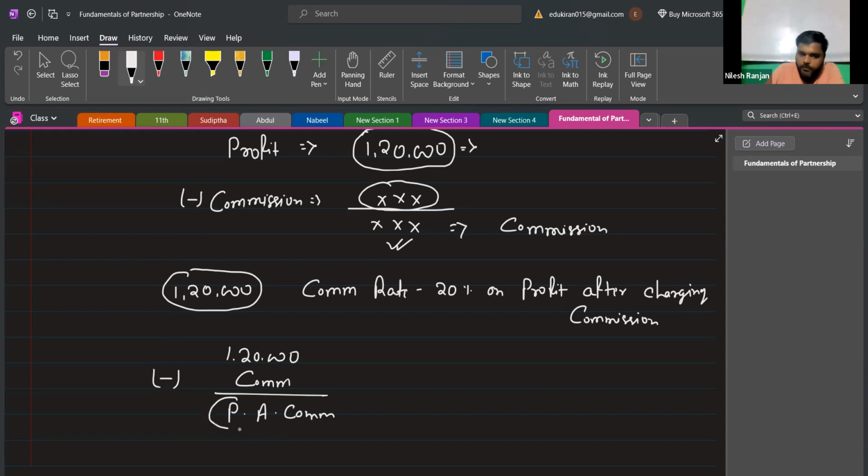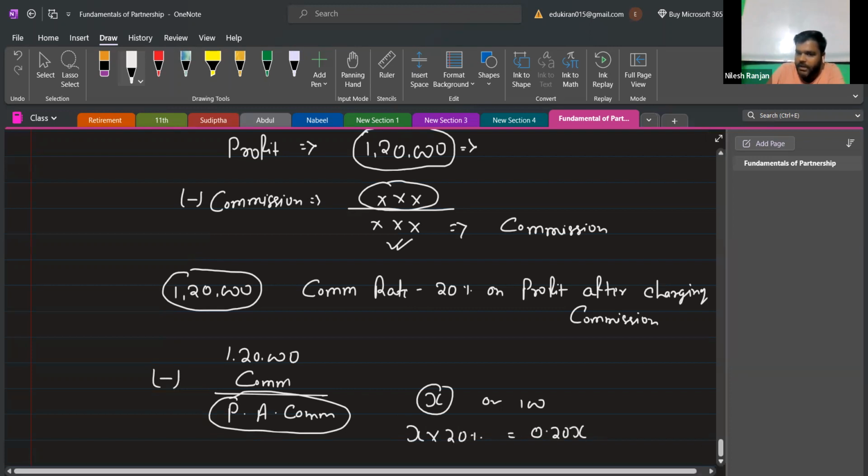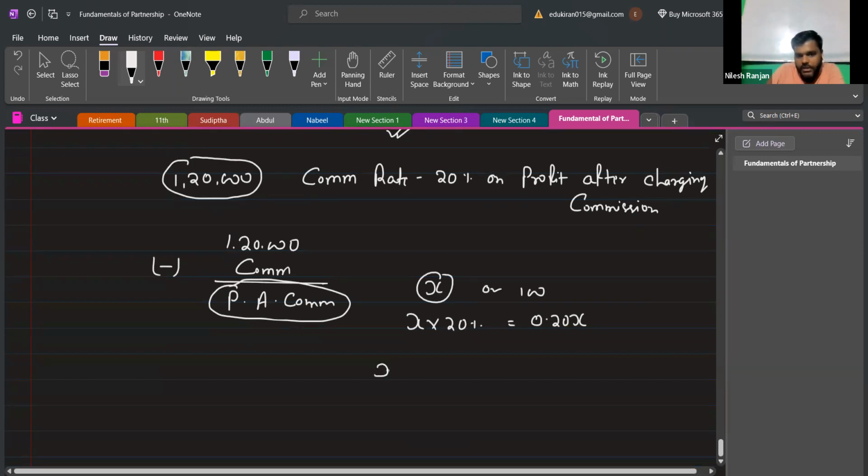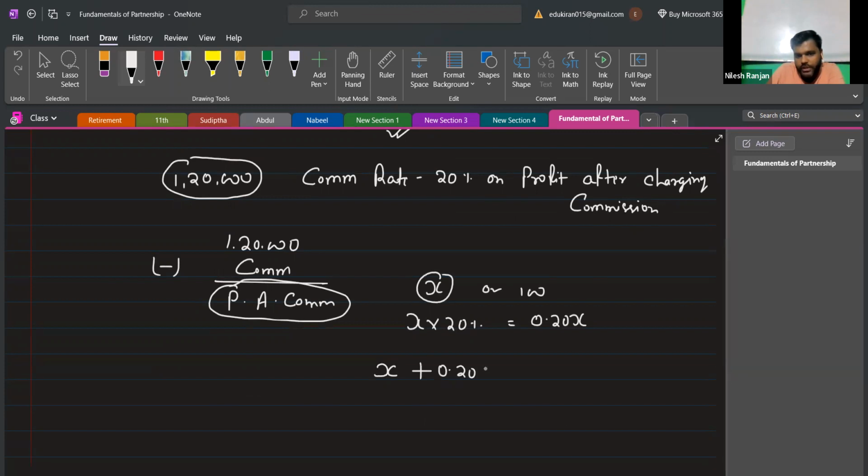So we will assume this amount as X or 100. Okay. And we will multiply this with the commission percentage, that is 20%. X into 20%, you will get 0.20x. And then we will calculate X plus 0.20x equals 1,20,000. And 1.20x equals 1,20,000, divided by 1.20. It is 1 lakh you get. This is your X, meaning profit after commission.